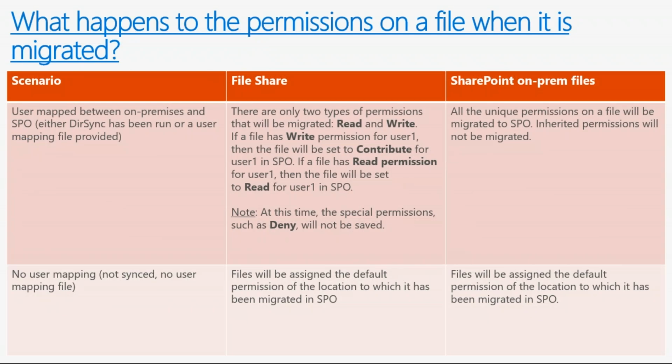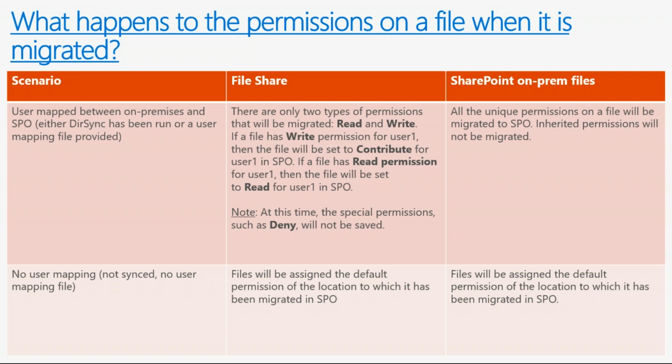Okay, so what happens to the permissions on a file when it is migrated? This is basically a question which I believe most of you were asking on the chat, right? Because what happens? Are the permissions kept intact, or are the permissions broken? Because there are two scenarios here. The scenario which Jayanthi was explaining is if your on-premises identities, your on-premises Active Directory accounts, are not synced to online using AAD Connect. That is one scenario.